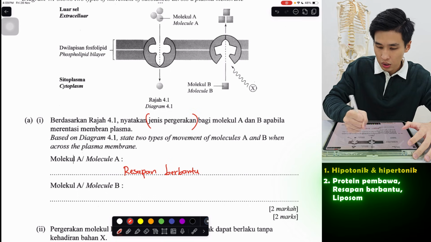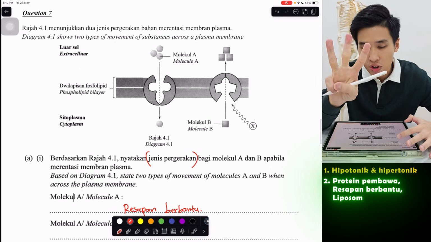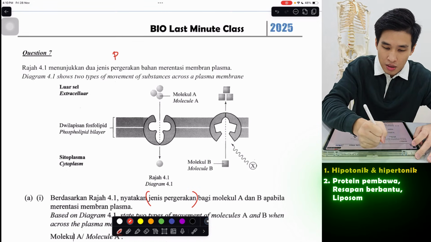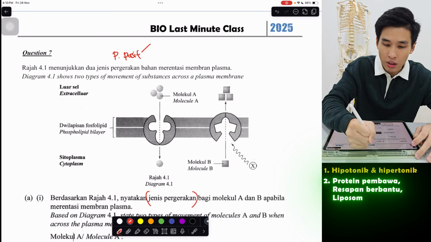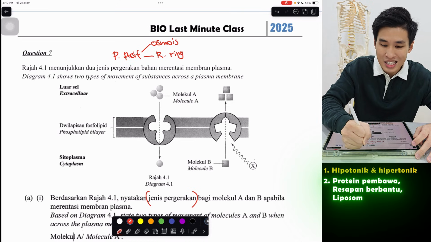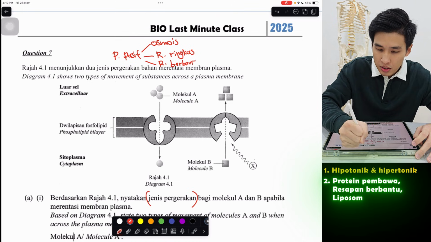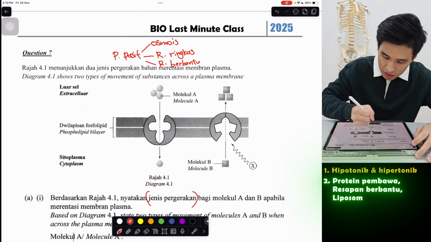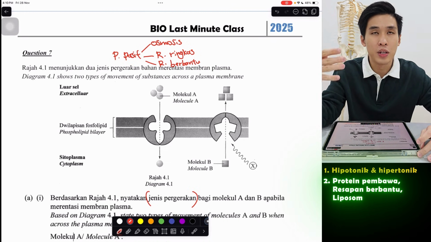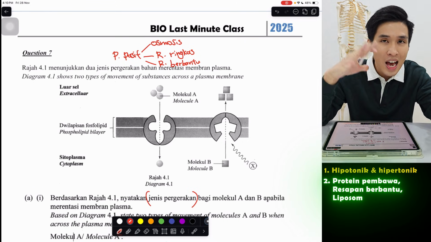berbantu. So cannot say pengangkutan pasif because passive you have 3 types. So you have pengangkutan pasif. We have what? Osmosis untuk air. We have resapan ringkas untuk gas dan molekul larut lipid. We have also resapan berbantu. Osmosis, and resapan ringkas hanya berlaku pada dwilapisan fosfolipid. Berbantu hanya berlaku pada protein liang and pembawa.